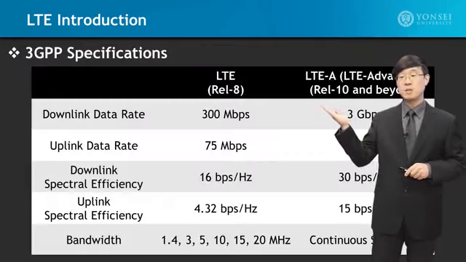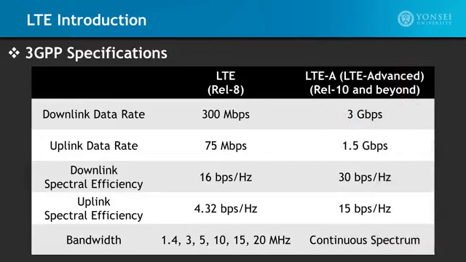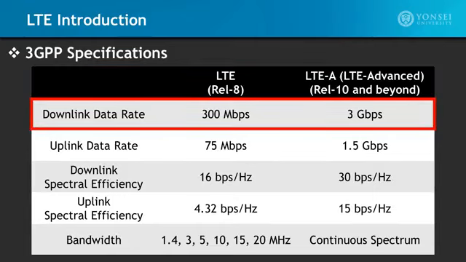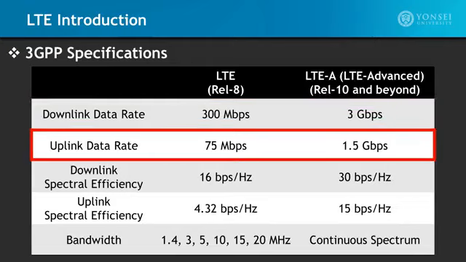Looking into 3GPP specifications, first, let's compare them a little bit side by side in this table. First of all, LTE based on Release 8 and LTE-A based on Release 10 and beyond, where the downlink data rate is for LTE 300 megabits per second, for LTE-A 3 gigabits per second, a significant improvement. For the uplink, it is 75 megabits per second for LTE. For LTE-A, it's 1.5 gigabits per second.